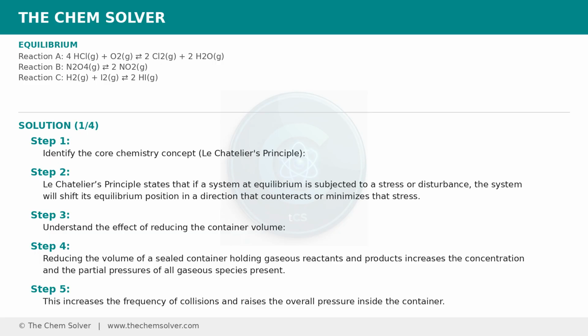Understand the effect of reducing the container volume. Reducing the volume of a sealed container holding gaseous reactants and products increases the concentration and the partial pressures of all gaseous species present. This increases the frequency of collisions and raises the overall pressure inside the container.